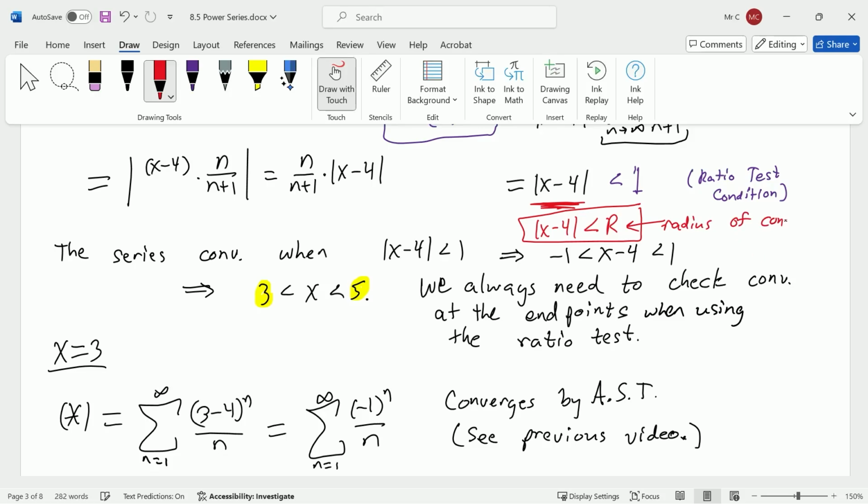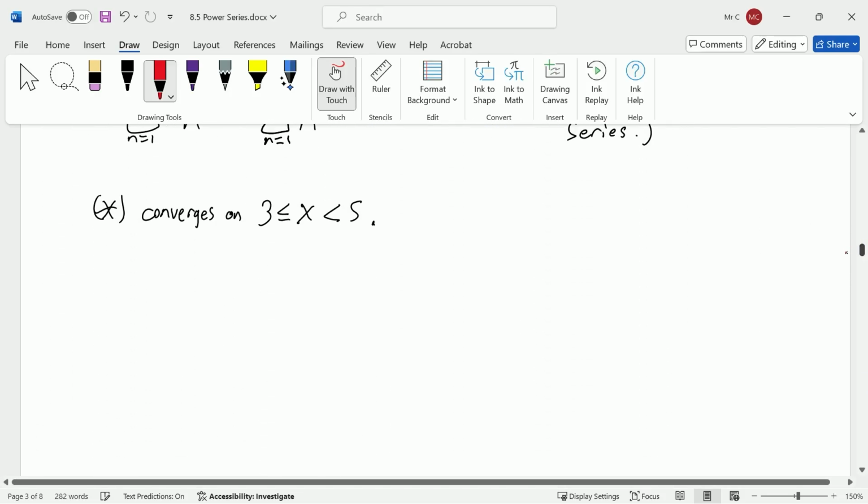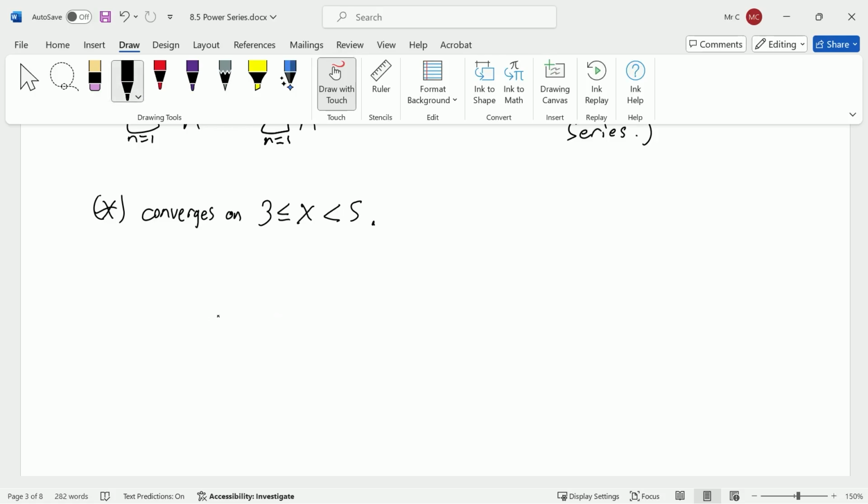And the reason we call it the radius of convergence is because if we draw this interval from 3 to 5, the center of our power series was at 4. So this is the center. And the distance out from the center is the radius, which is 1.